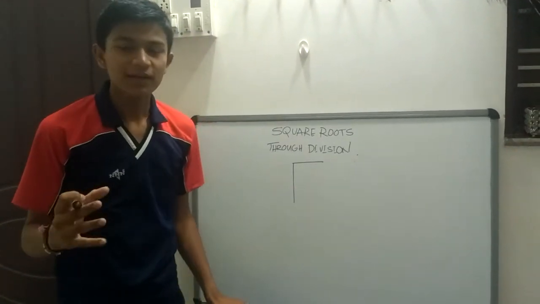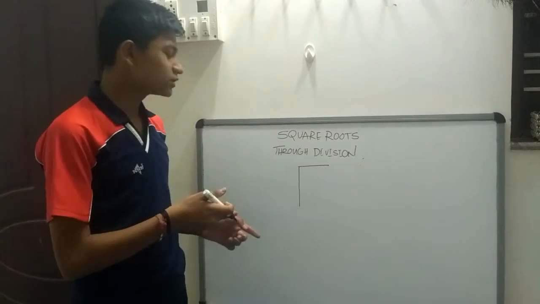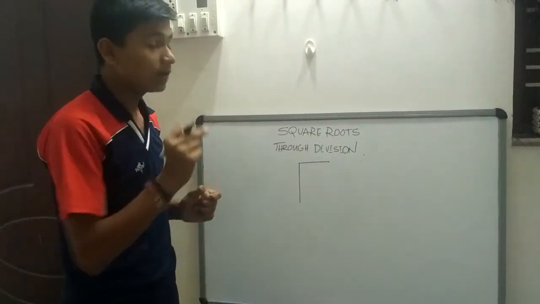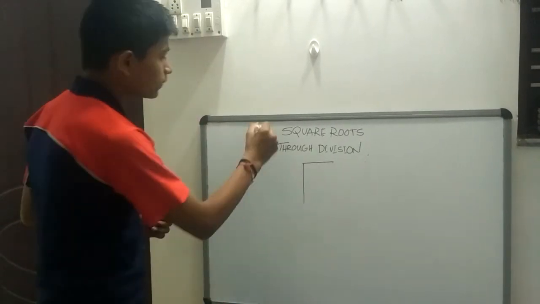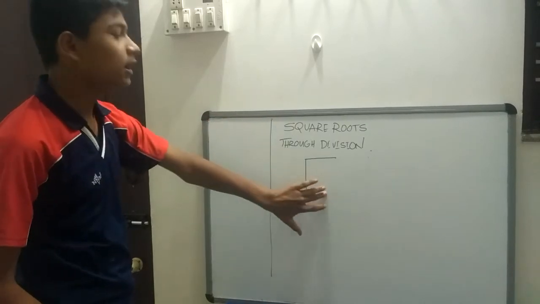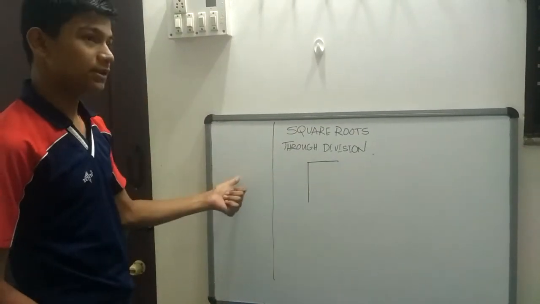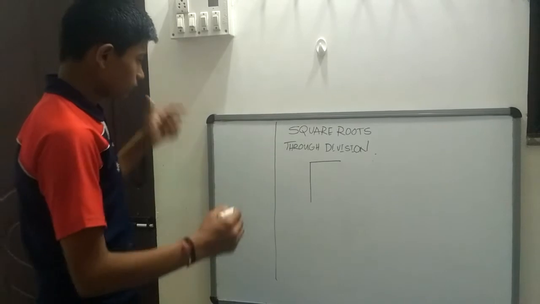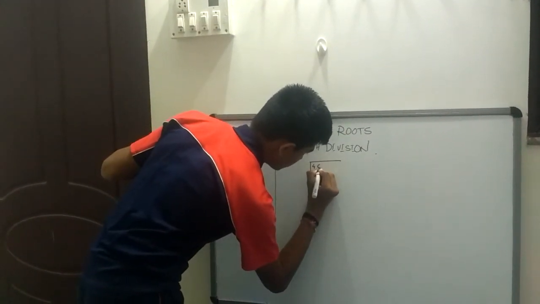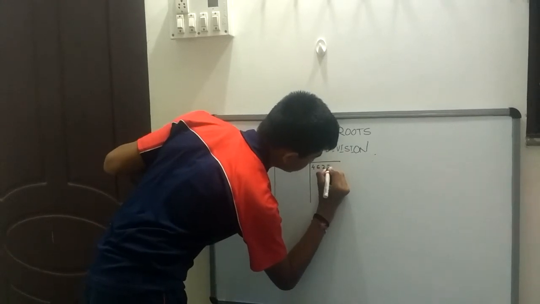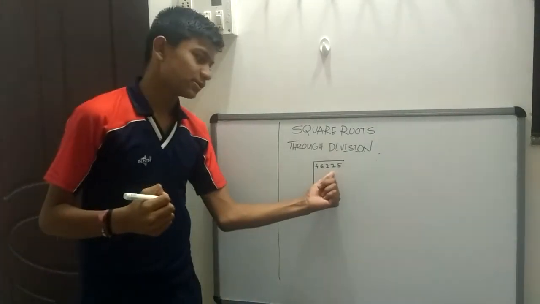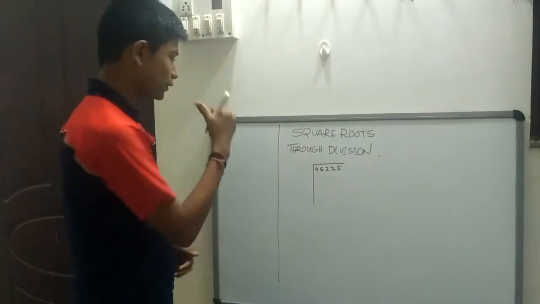So friends, starting with the long division method, I will show you with an example and its steps. At this compartment I will write down the steps, and here I'll solve the example with the help of the steps. First I will take the question here, that's 46225. So this is the question, and let's begin with the first step.